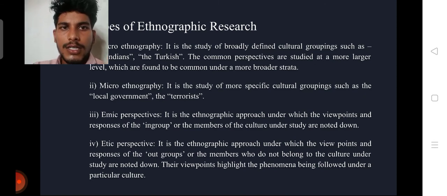The next one is microethnography. Microethnography is the study of specific or small cultural groupings such as local government or terrorists.